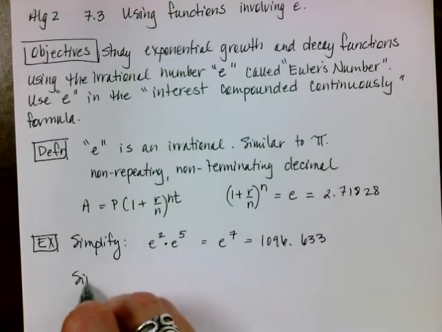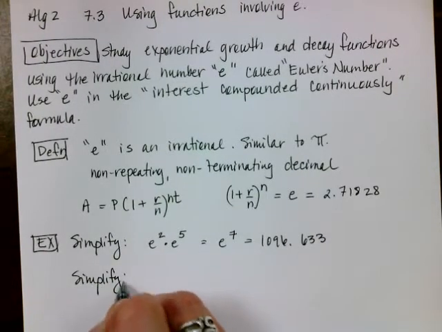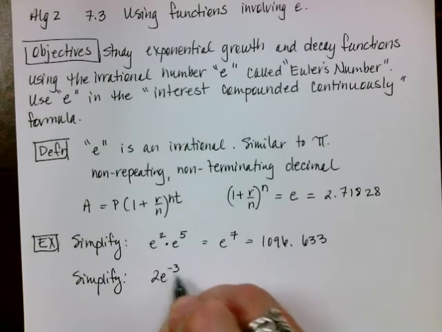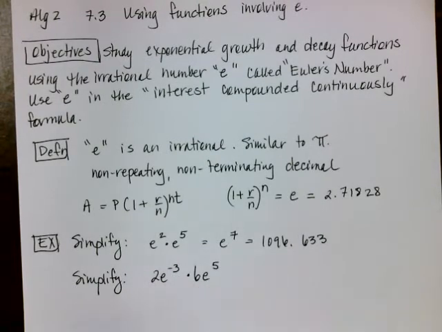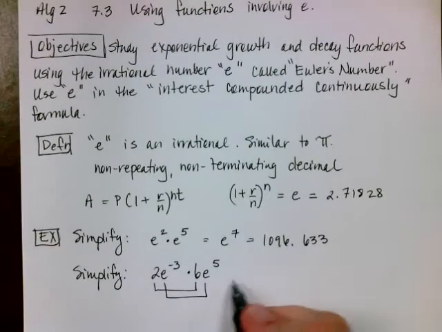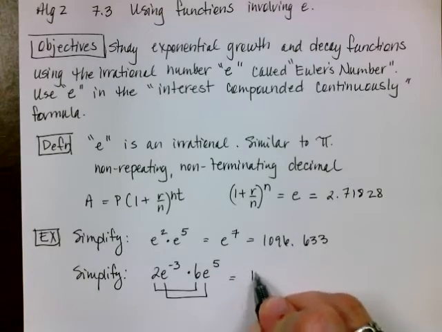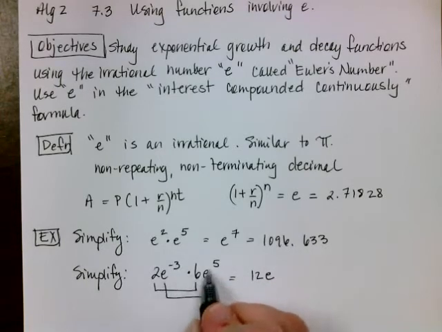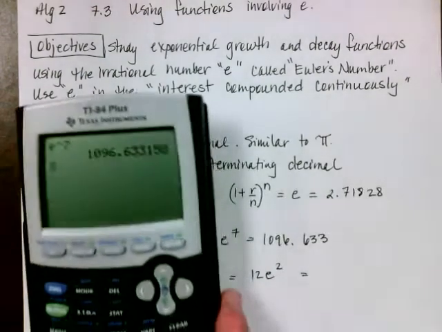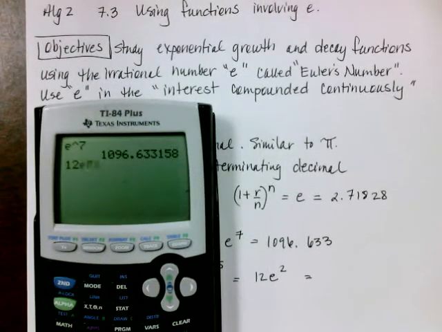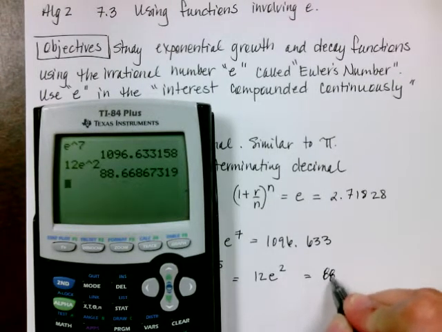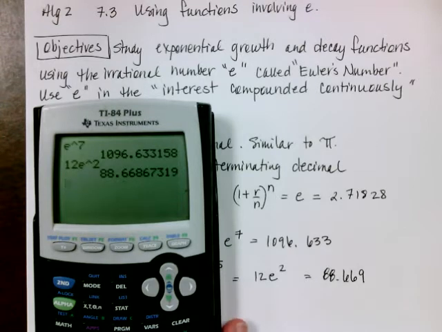My next one is also going to say simplify, and I have 2e to the negative third times 6e to the 5. Remember, the numbers play together and the variables play together, so 6 times 2 is 12, e, and then add the exponents. 5 minus 3 is 2. If I did that math on my calculator, I would have 12e raised to the second, and I would get 88.669. Remember, we always round to the third decimal place.